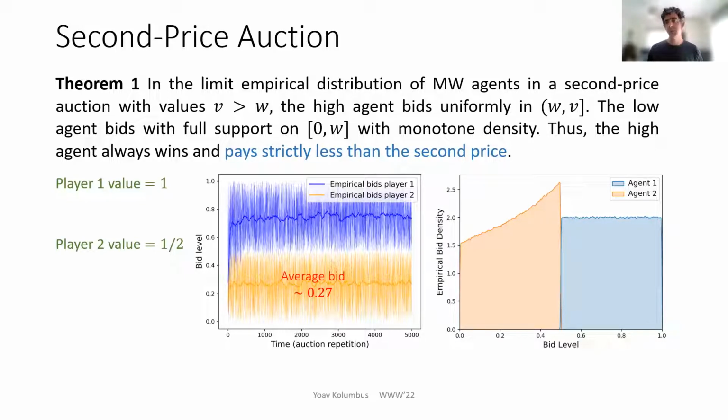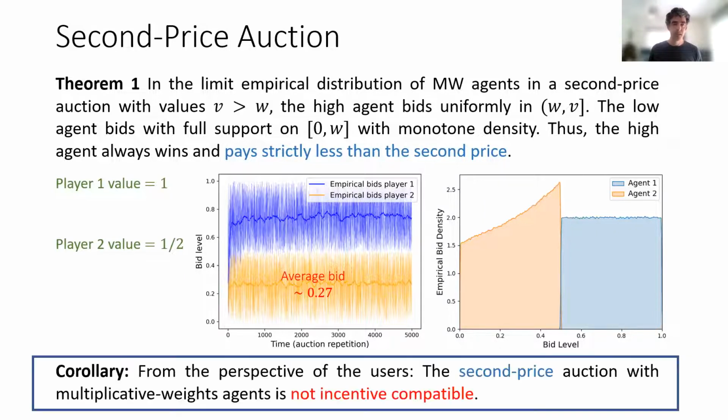And on the right, we see the bid densities of the two agents. And we see that indeed it behaves as the theorem says. In these simulations, the high agent bids uniformly between the second price and its value. And the low agent bids with monotone density with full support below the second price. And this result has a corollary that from the perspective of the users, we are not getting the second price outcome. So the second price auction with multiplicative weights agents is not incentive compatible.